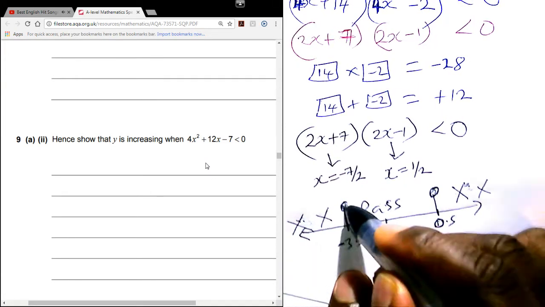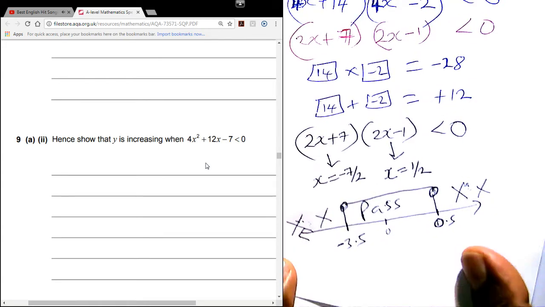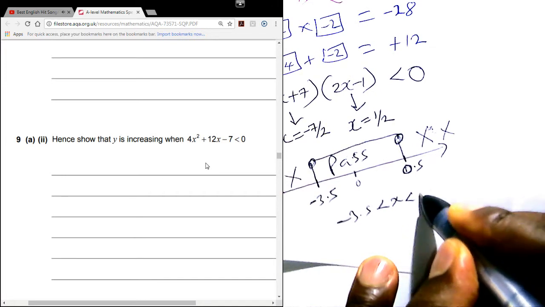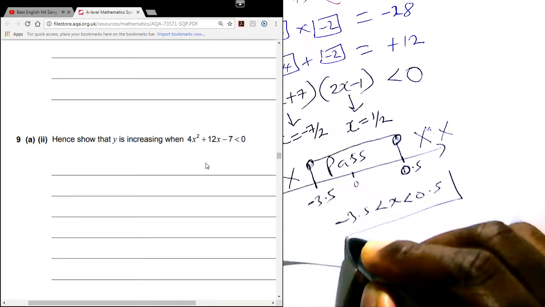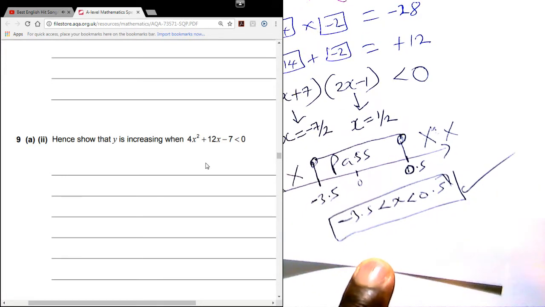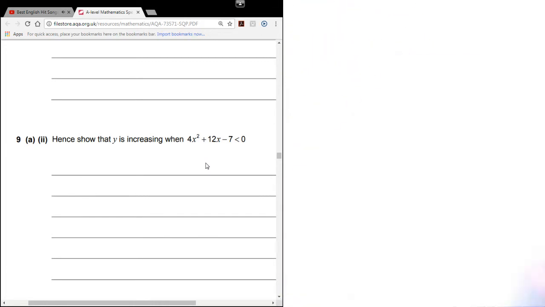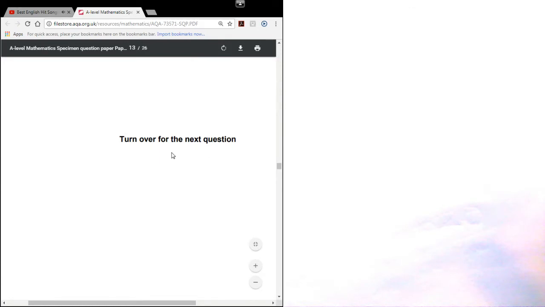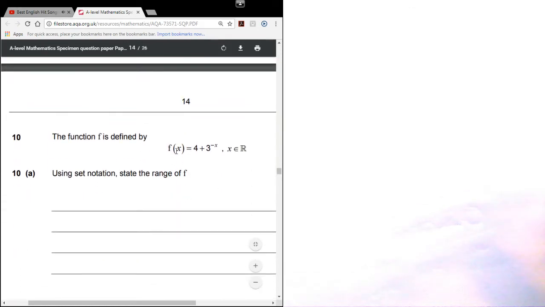So this is my solution. My solution is therefore minus 3.5 less than x less than 0.5. Alrighty, that's question 9b solved. So the next is question 10, and I think I should do that in this same video. I don't want to break videos so that you don't have to start, getting confused.